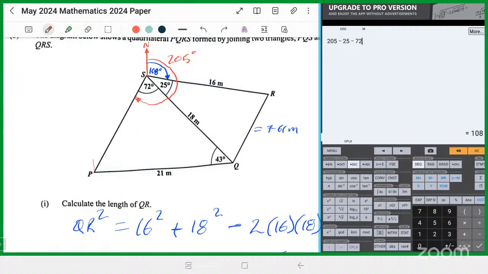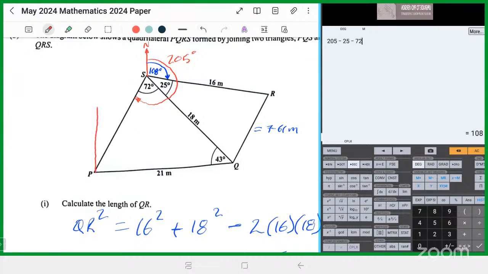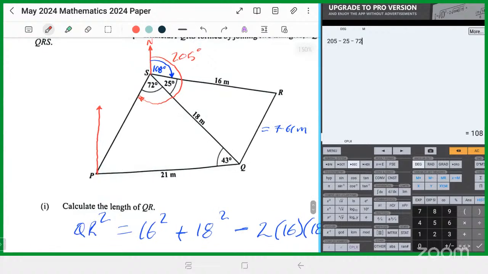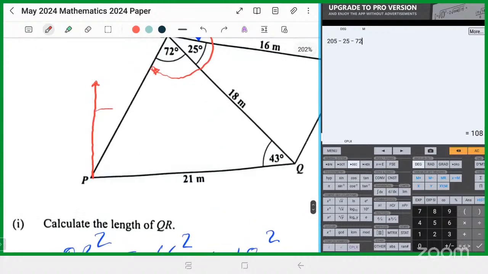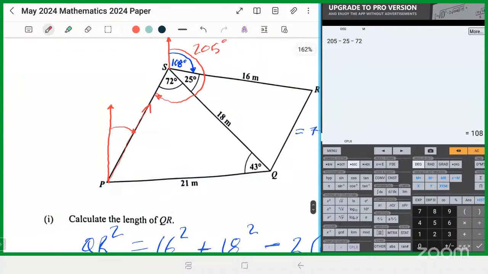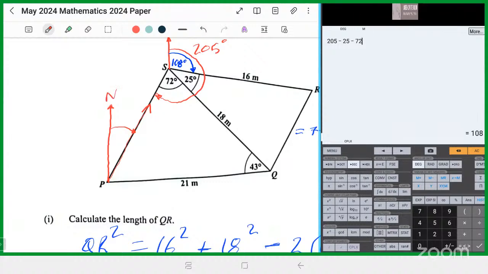So face north first. The north line at P is parallel to this one. Those two lines are parallel, and you want the clockwise angle here, the line that will take you out to S from P. This is the direction P to S. You want the bearing of this direction, and it is this angle. This is our north line.